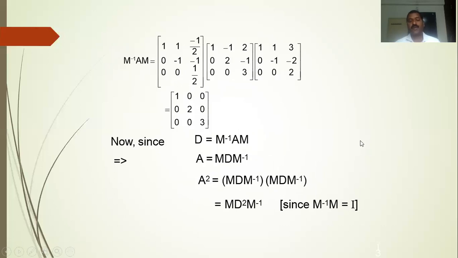Then take the product of these three: the model matrix, its inverse, that is M inverse into A into M. Now the product of these three matrices is nothing but [1, 0, 0; 0, 2, 0; 0, 0, 3]. Look, the eigenvalues go as the diagonal elements. This is my diagonal matrix D. Right? This is how I diagonalize.